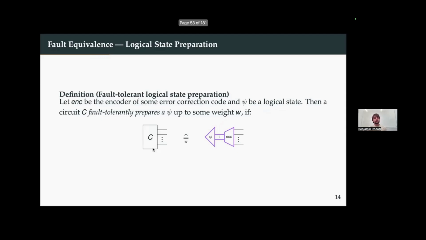And very similarly, we can, for example, say fault-tolerant logical state preparation is: find a circuit that is W fault equivalent to perfectly, fault-free preparing the logical state on the logicals, and then fault-free doing the encoder. So find a circuit that is W fault equivalent to this idealized setting.